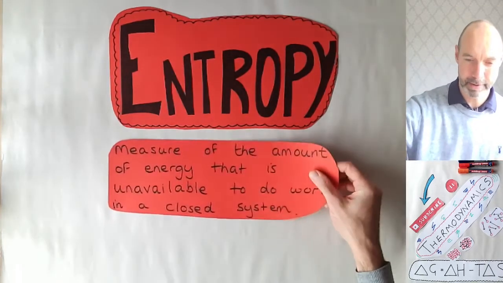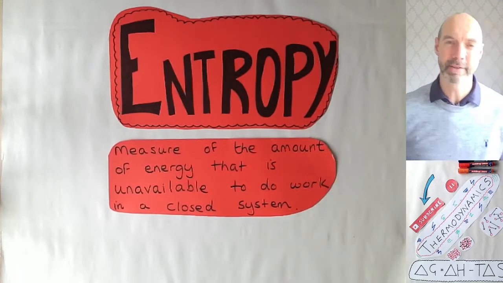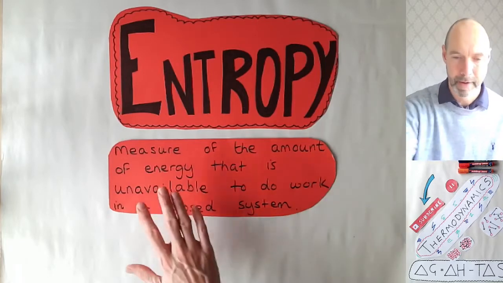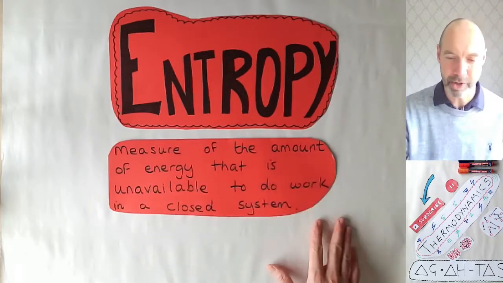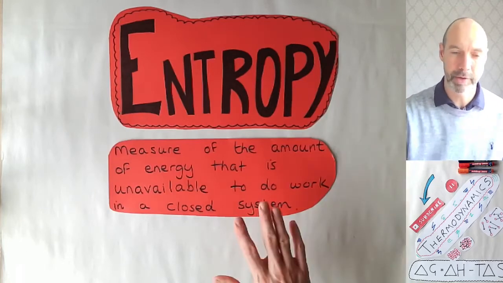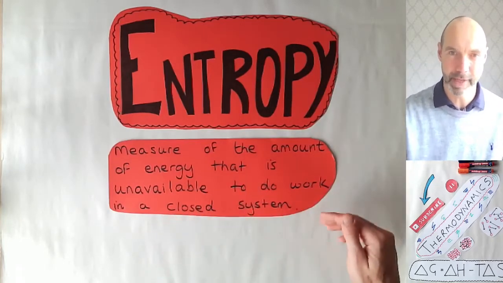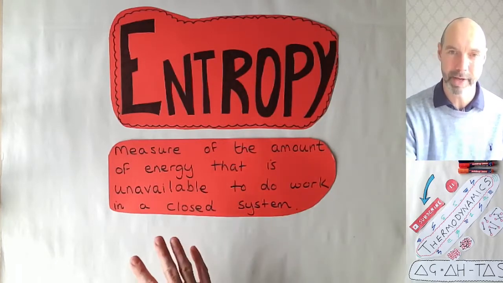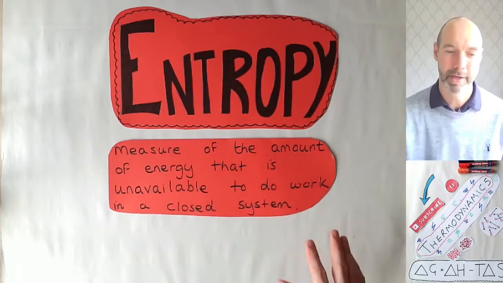Now, this is quite an advanced definition for entropy, and it isn't one that we would use at A level, but it's a measure of the amount of energy that's unavailable to do work within a closed system. Those of you that have seen the videos on enthalpy will see how it's a slightly different type of energy. So the idea is that it's a different type of energy to enthalpy.